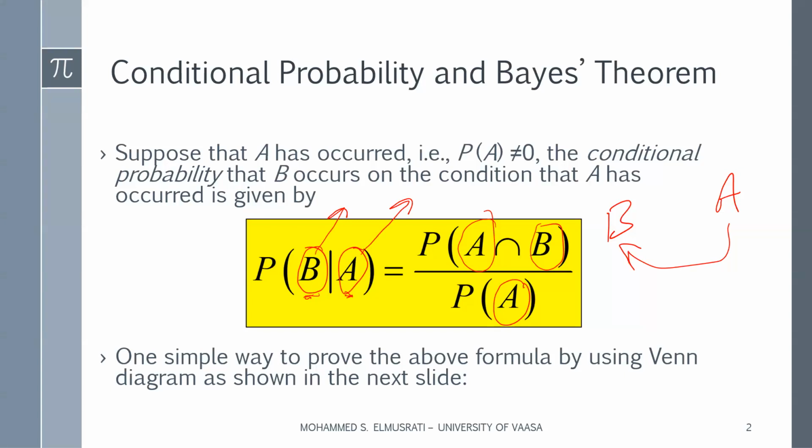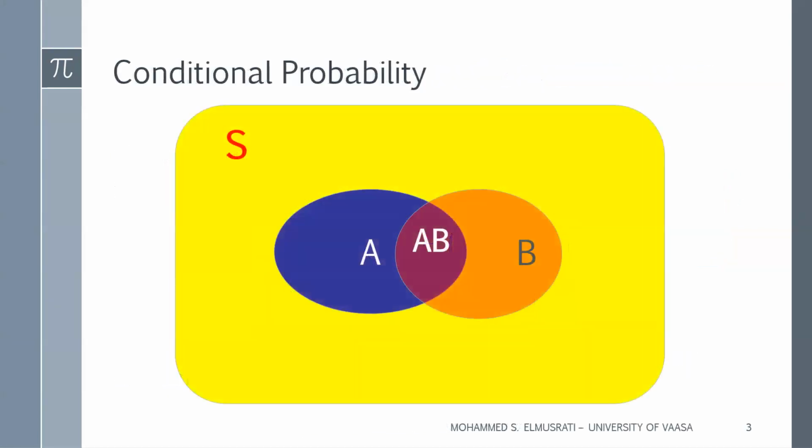It is called conditional probability because events, in general, are not independent. They have some dependency among each other. So this equation describes how to quantify the probability of a certain event given that some other event has occurred. This form can be proved, at least intuitively, based on this figure.